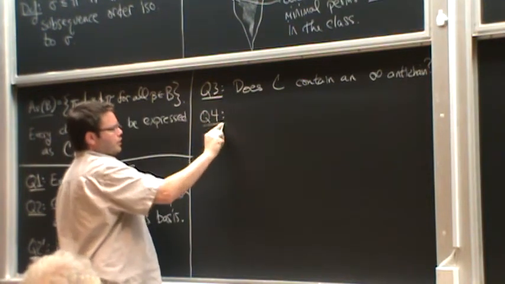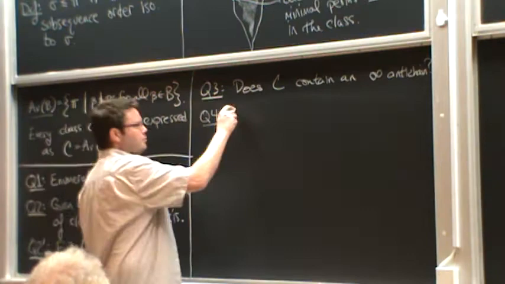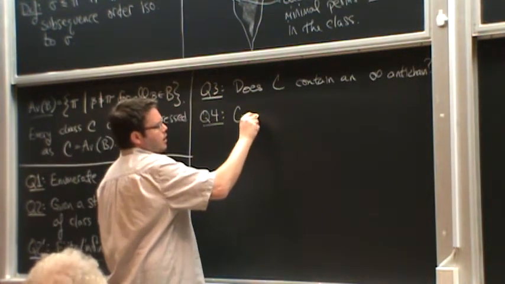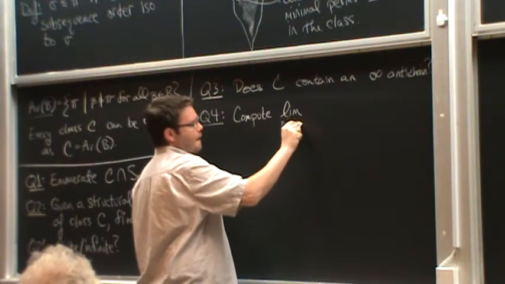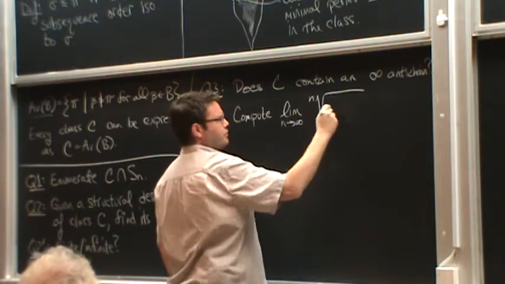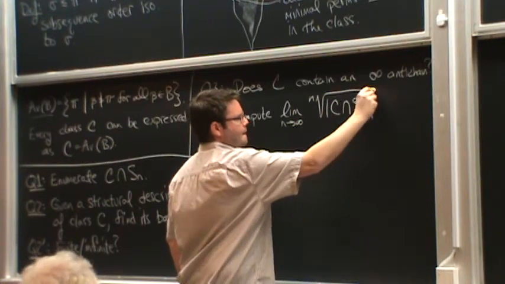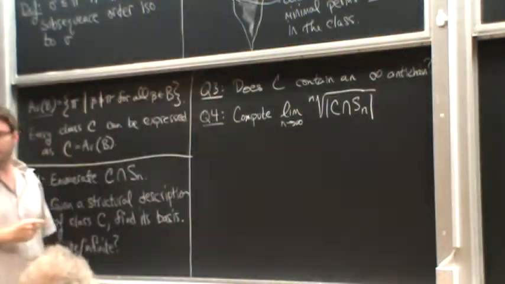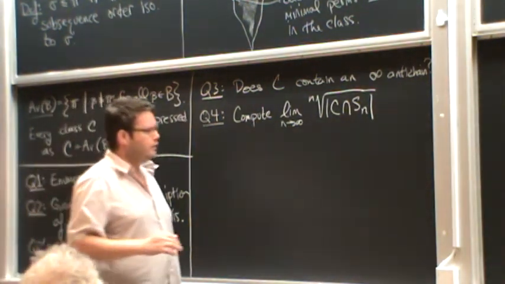Okay, or instead of the exact enumeration, which is quite hard in practice, we could ask just about asymptotic enumeration. So compute the limit of the nth root of how many things in the class there are. Okay. This is known as the growth rate of C.